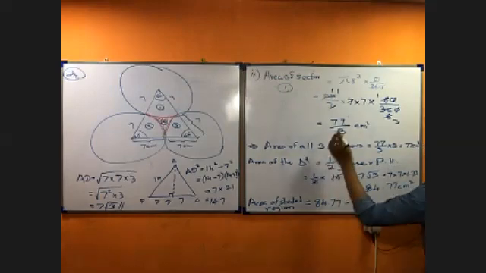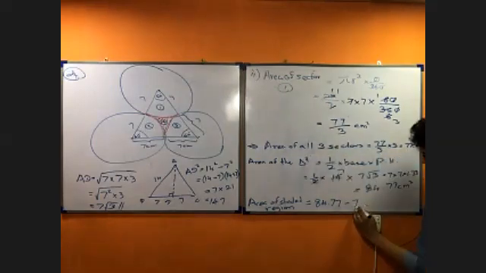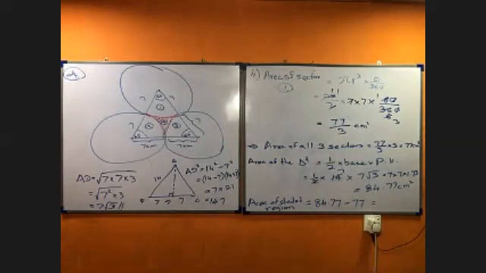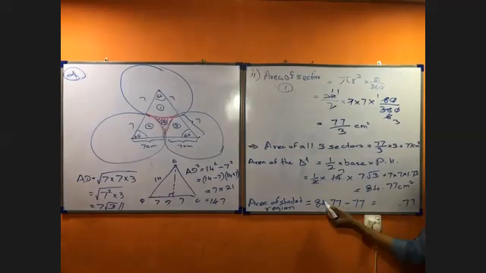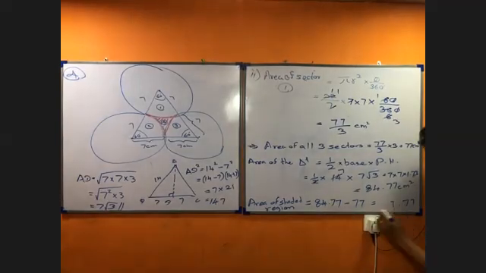Subtract 77. So it is going to give you 7.77. 14 minus 7 is 7, so 7 minus 7 is 0. So 7.77 centimeter squared is the answer. Is it clear?